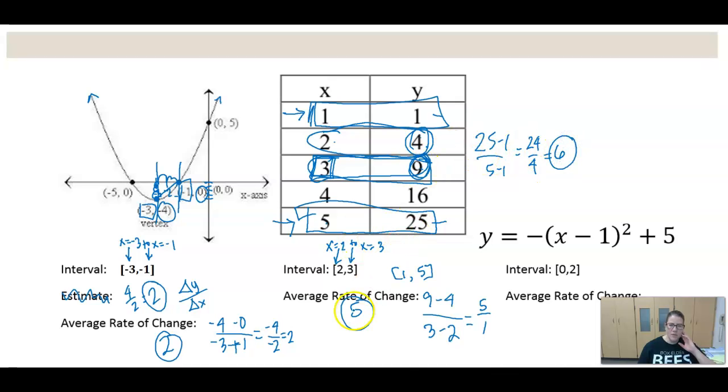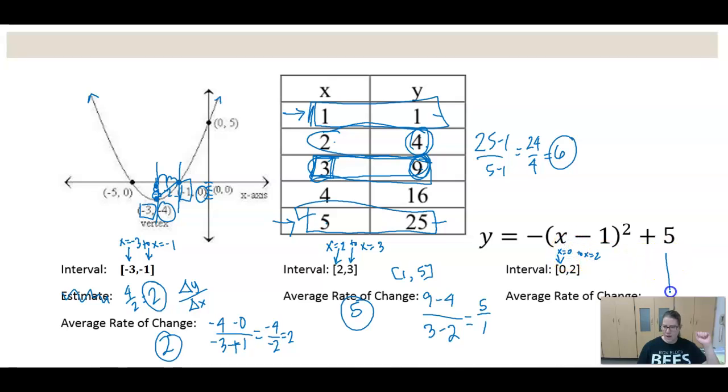So depending on which interval you're looking at on something that's not linear, you're going to have different rates of change. Lastly, we have an equation. So we have y equals negative (x minus 1) squared plus 5. Our interval goes from x equals 0 to x equals 2. Remember, these are both x values, so x equals 0 to x equals 2. These are the 2 points that I want to use.